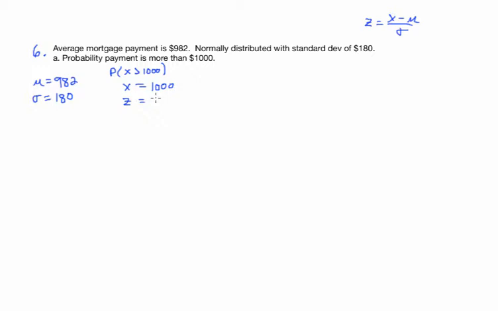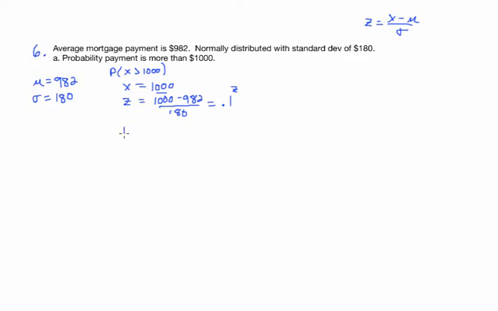So our z-score will be 1,000, that's our x, that's our data value, minus mu, our mean, 982, over 180. Plug that into my calculator and I get 0.1. So for this data value, this is our z-score.